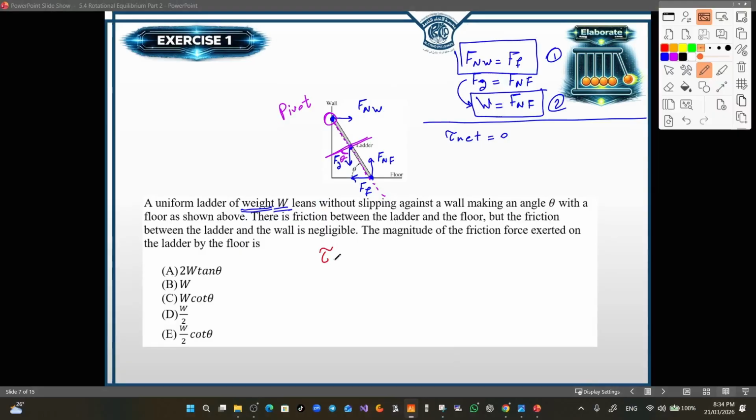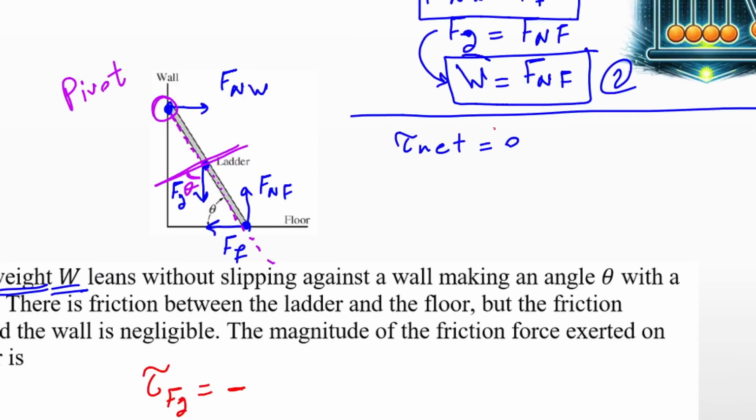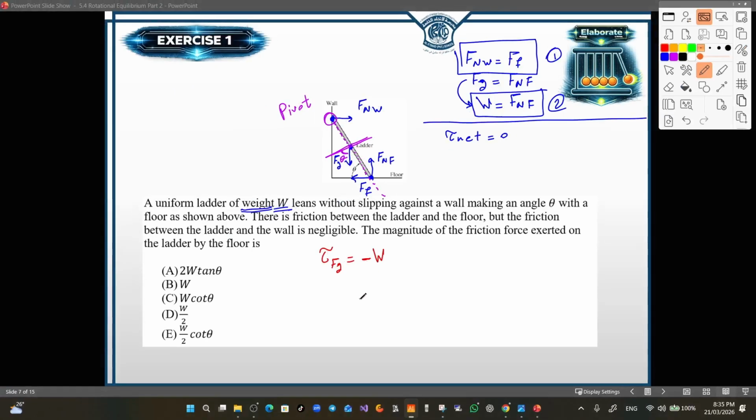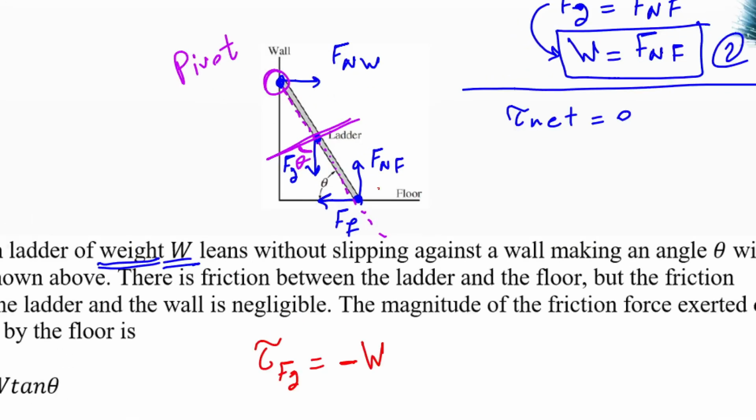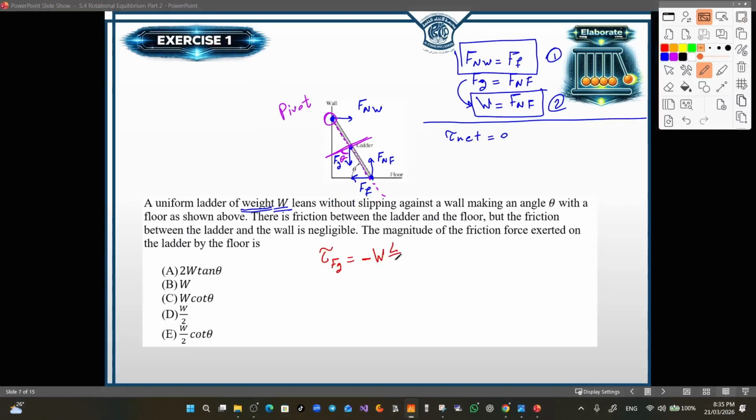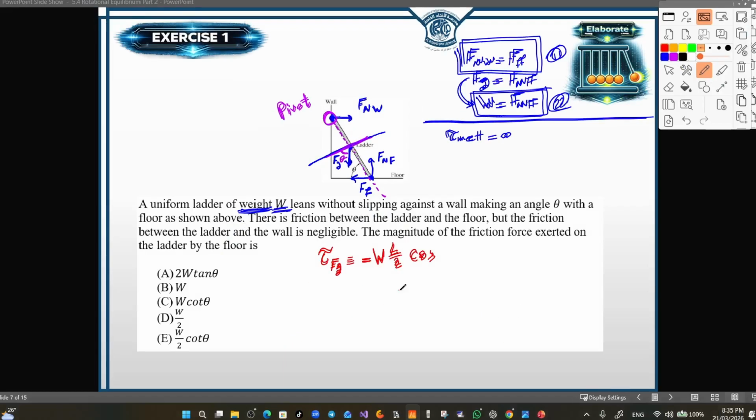So the tau of the force of gravity equals, since the gravity is rotating in the clockwise direction, we will use the minus sign. Now remember that we have to choose the W to represent this force, so I will follow the same notation. The distance represents the distance between the point of action of this force and the pivot. If we consider that the total length of the ladder is L, and due to the fact that the point of application of this force is located at the middle of the ladder, then this distance will be L over 2 times the cosine of the angle between the tangential direction and the line of action of this force, and this angle is theta.